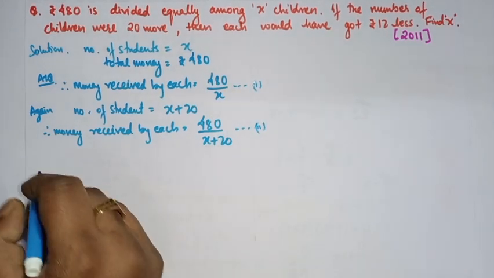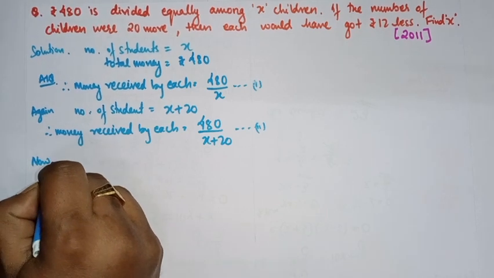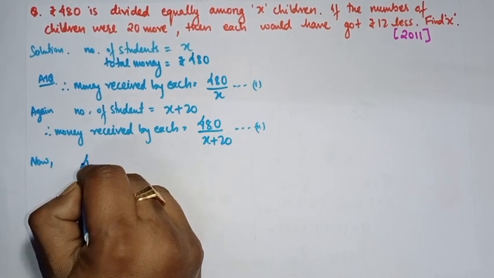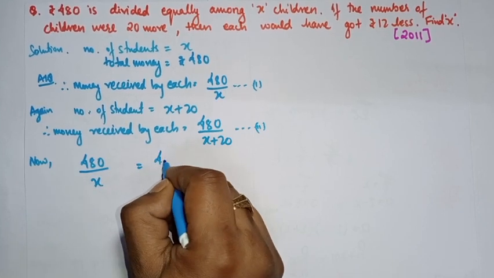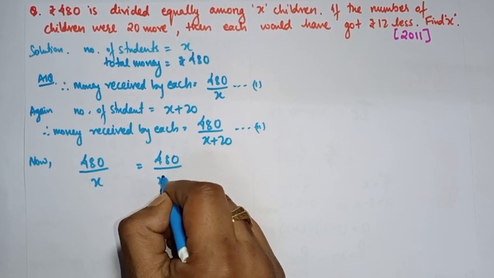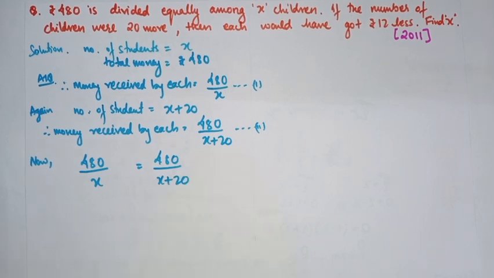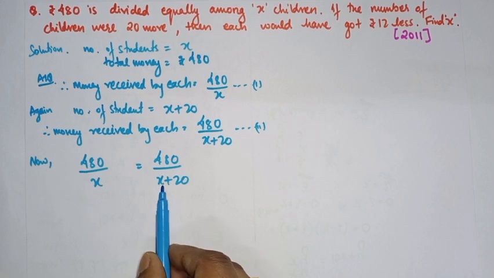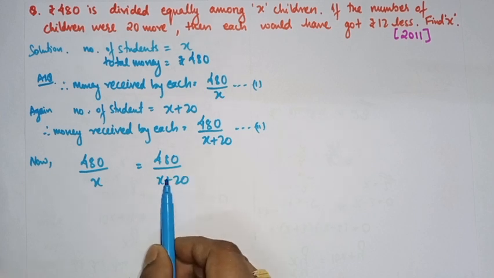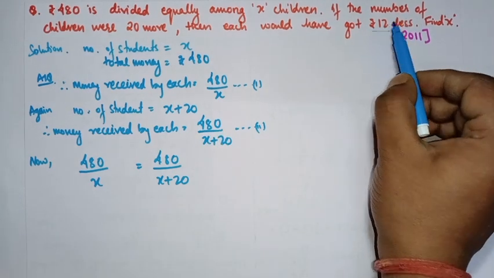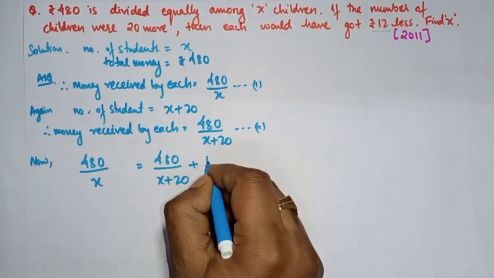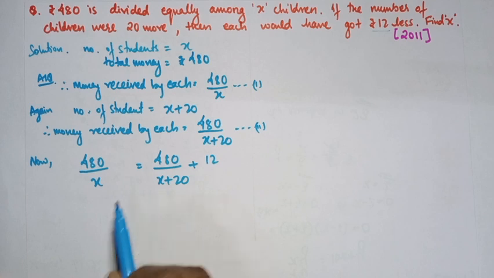So already I have told you. Now what will you do? We will use a simple trick: we will take 480 divided by x equals 480 divided by x plus 20. So can you tell me which one is small now? Which value is small? This value is small, yes or no? Because the denominator is more, the value will be small. That means there we have to add how much? 12 rupees. So we'll add 12 this side. Wherever the value is small, we'll add this way.